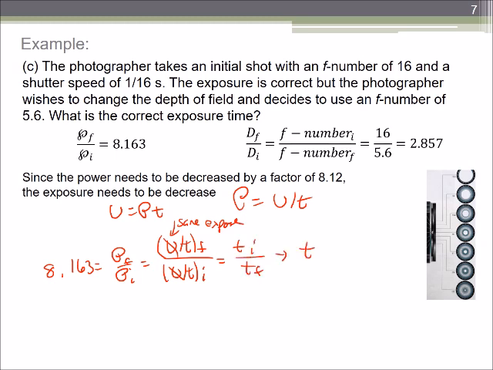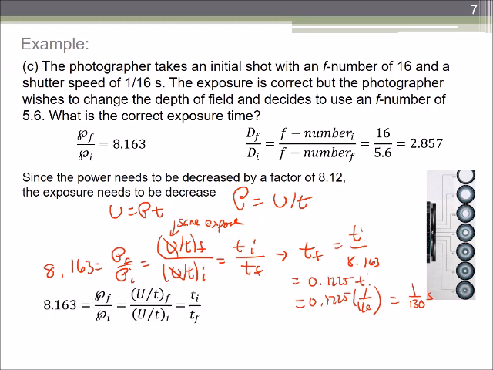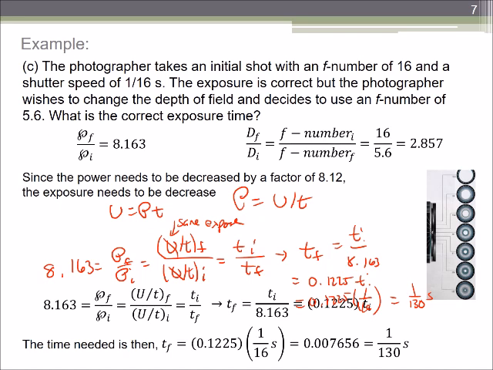That means now I have my final relationship. T final is equal to T initial over 8.163, or this is equal to 0.1225 T initial. So that means I only need about 12% of the time. And we said our initial time was 1/16 of a second. So that gives me a new exposure time of 1/130th of a second. So it shouldn't be any surprise that I have a bigger opening, I need a shorter amount of time.